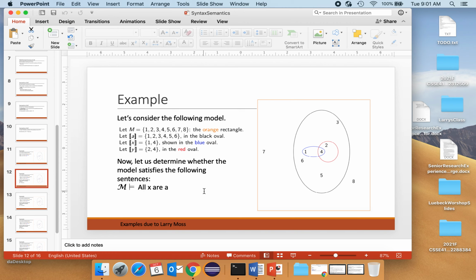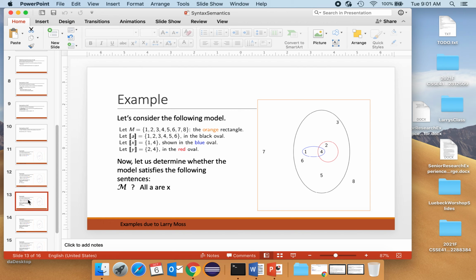Well, let's have a look at that. What are the A? The A are everything in the black oval. And what are the X? Everything in the blue oval. Notice that the blue oval is properly contained in A. So yes, this sentence is true. All X are A. So we write this one here.